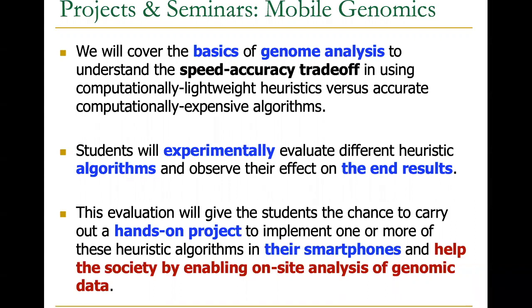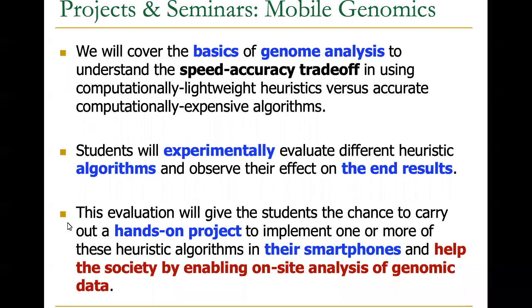And after that, each student will experimentally evaluate these heuristic algorithms and observe their effect on the end results. So we already know that these heuristics might affect the results related to that step, but not necessarily affect the end results, which is the output of the genome analysis, or in other words, whether you have a variation that causes a disease at some location. And this is one example of the end results.